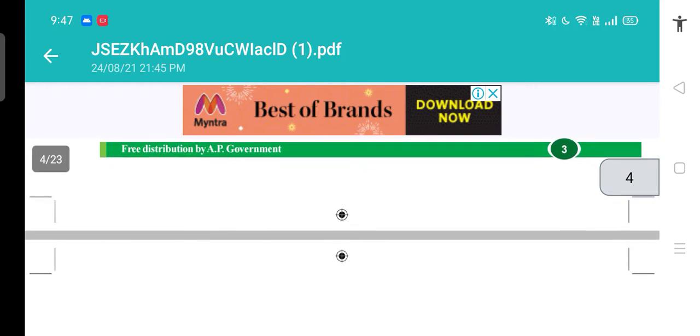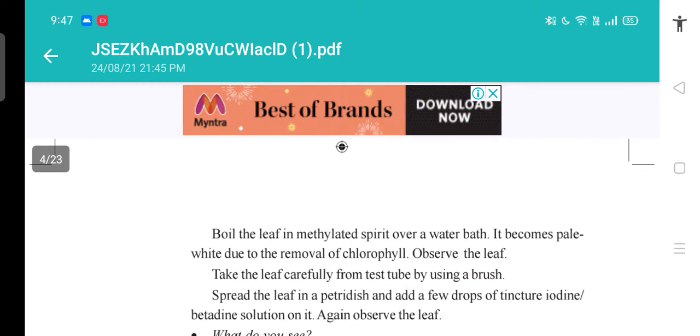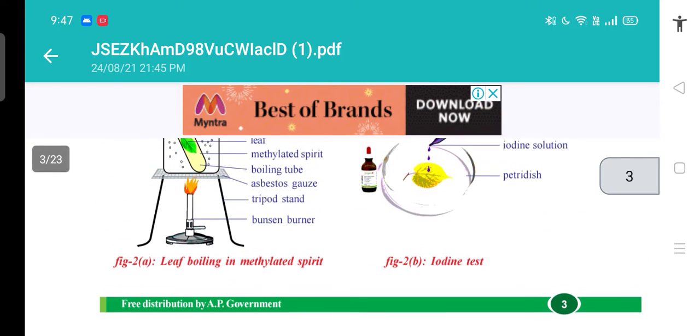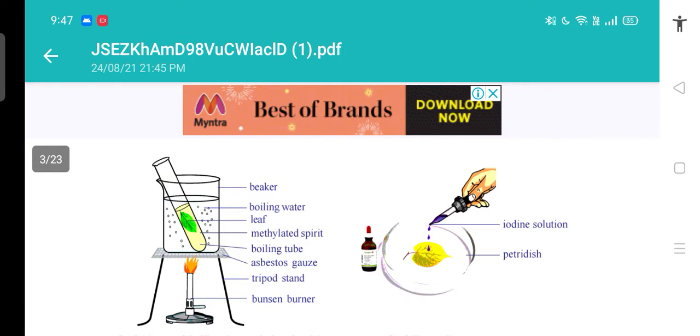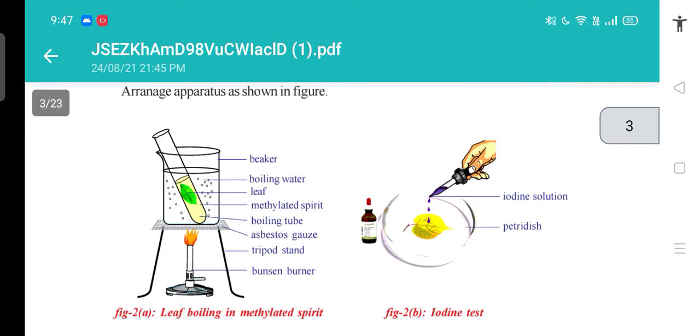After that, boil the leaf in methylated spirit. First we take a beaker and pour some water in it. In that, keep a test tube, and in the test tube pour the methylated spirit. In that methylated spirit, keep a green leaf, and below this, place a tripod stand and a Bunsen burner.